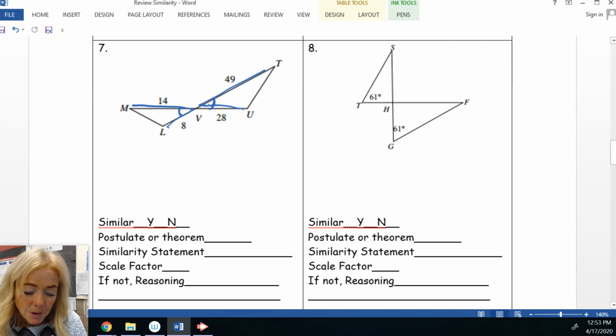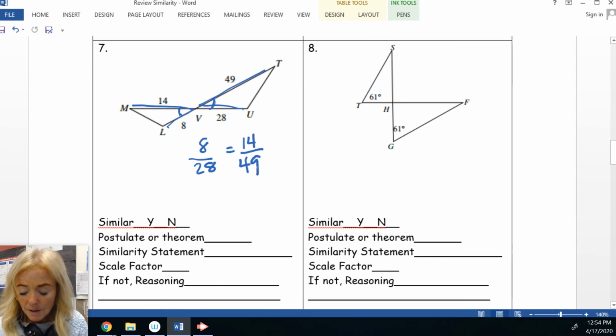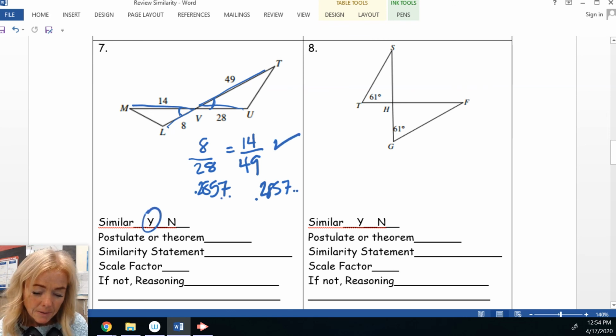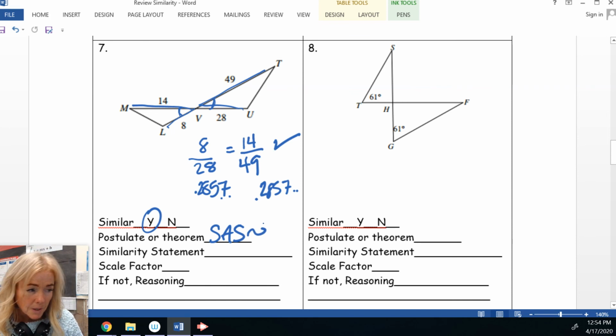So the angles are congruent because they're vertical, and then smallest 8 over smallest 28 needs to equal larger 14 over 49. So 8 divided by 28 is 0.2857, and 14 divided by 49 is 0.285. That's the same. So they are similar, right? And it's by side angle side similarity. Their sides are proportional, and their angles are congruent.